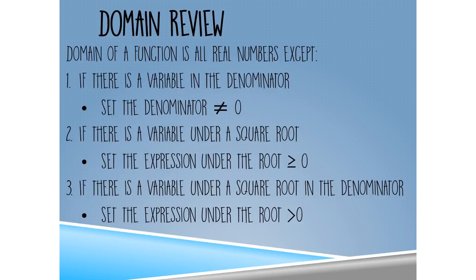In addition to that domain restriction, just a quick review of all three. Domains of a function are all real numbers except for one of these three cases. If there's a variable in the denominator, like we just said, we would set the denominator not equal to 0. If there's a variable under a square root, we set what's underneath the expression greater than or equal to 0, because we can't square root a negative number. And if there's a variable under a square root in the denominator, a combination of the two, we change it so that whatever's underneath the square root is now greater than 0.